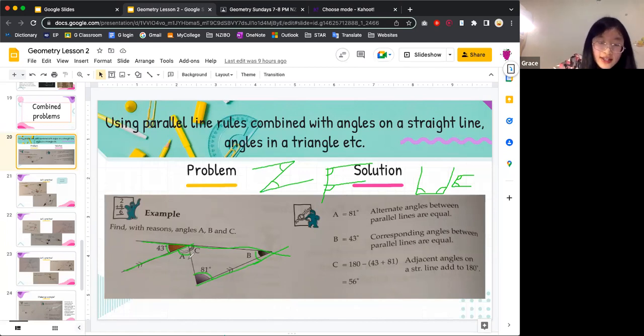Now we've got angle C, and we don't have any alternate, corresponding, or cointerior angles we can use for C, because C is awkwardly wedged in between the two transversals. So we've got to use other rules we know. Adjacent angles on a straight line add to 180 degrees. We know A is 81 and we've got 43 degrees there, so C is 180 minus 43 minus 81, which gives us 56.